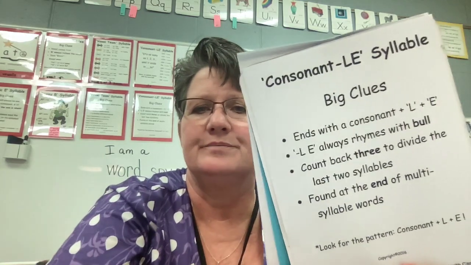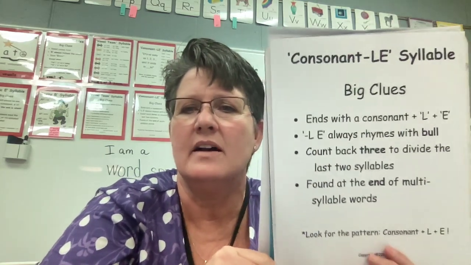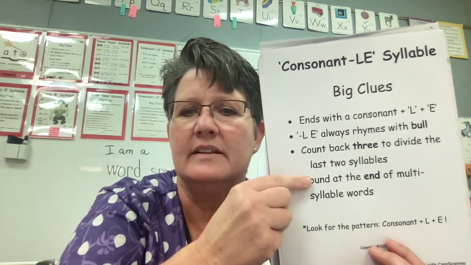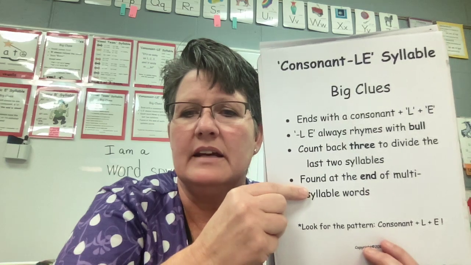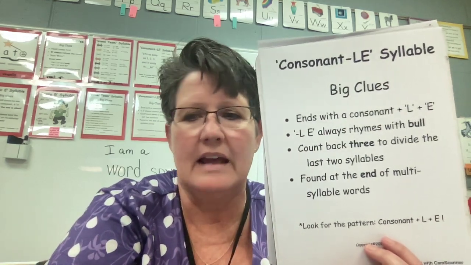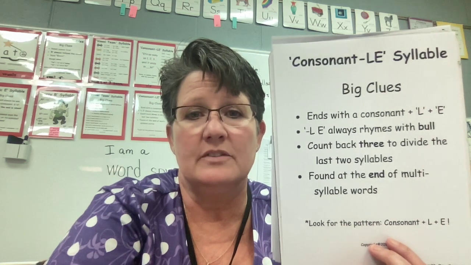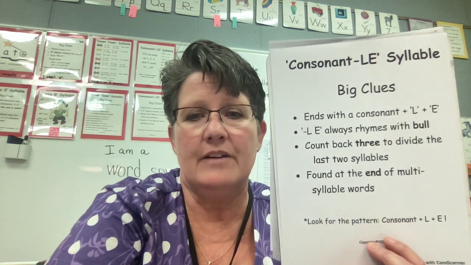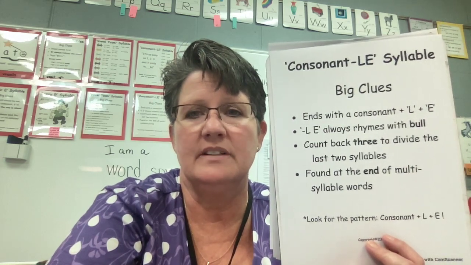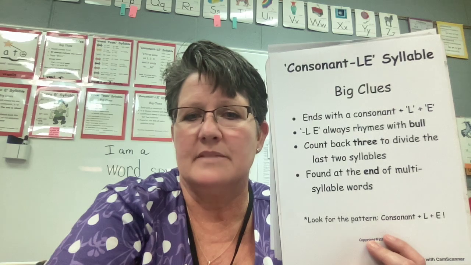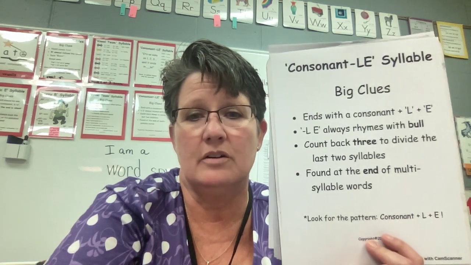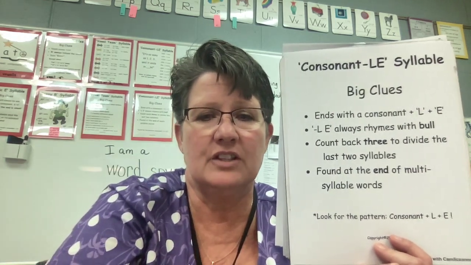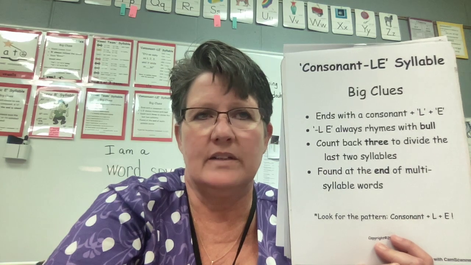And some big clues. If it ends in a consonant LE, LE always rhymes with bull. Count back 3 to divide the last 2 syllables. It's found at the end of multisyllabic words. You're not going to have it in a 1-syllable word. So syllables have a lot to do with what type we have in here. Multisyllabic words can have lots of different types of syllables in them, so make sure one word is not just one type of syllable. If it has just one vowel, yes, it's going to be one type of syllable.